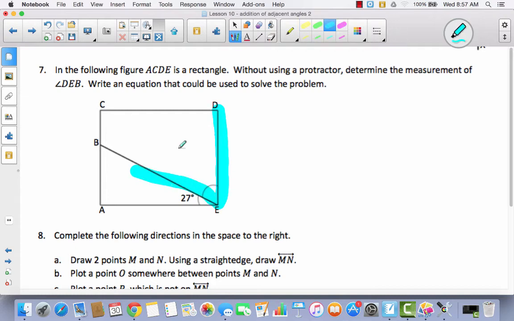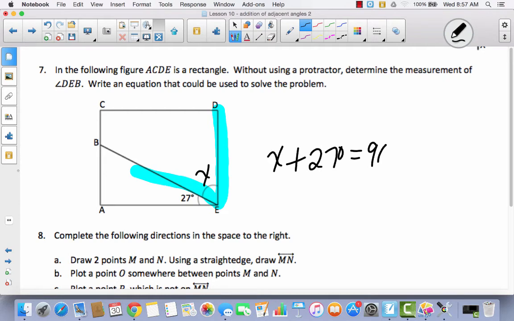DEB. So I know that AED is equal to 90 degrees because it is a rectangle. So therefore, I'm going to call this angle, it does say angle DEB, but I'm going to call it X, okay? So X plus 27 degrees equals 90 degrees. Therefore, X has to be equal to 63 degrees. 63 plus 27, yes, I double check my math here. So 63 degrees plus 27, I want to double check that. Yes, so X equals 63 degrees.